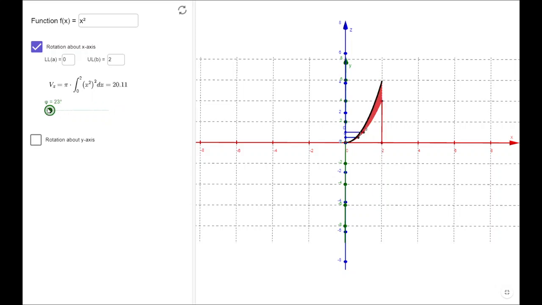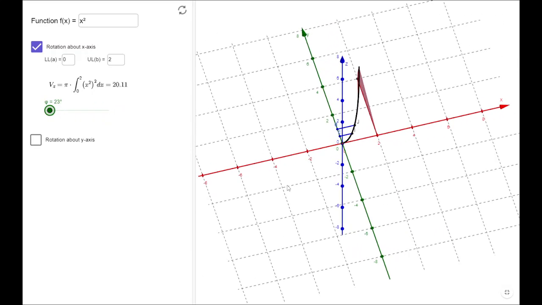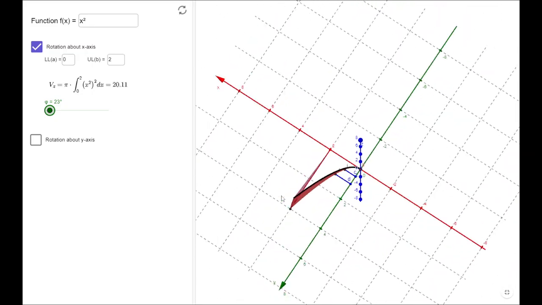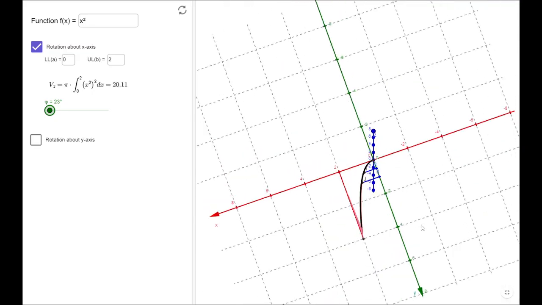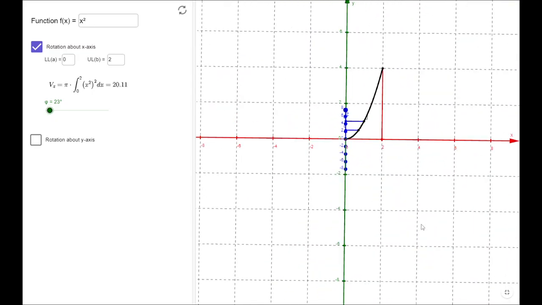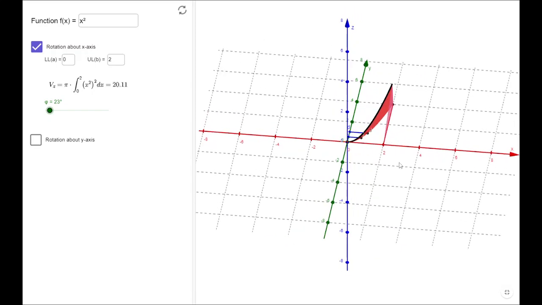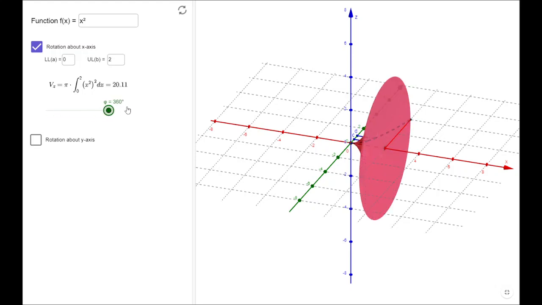Okay, and then if we change the view a little bit, which is really hard with this pen, I'll use the mouse. Don't look, you'll get sick. That helps a little. Does that work for you guys? Okay, so here's the shape we're making. It's kind of that trumpet bell shape.